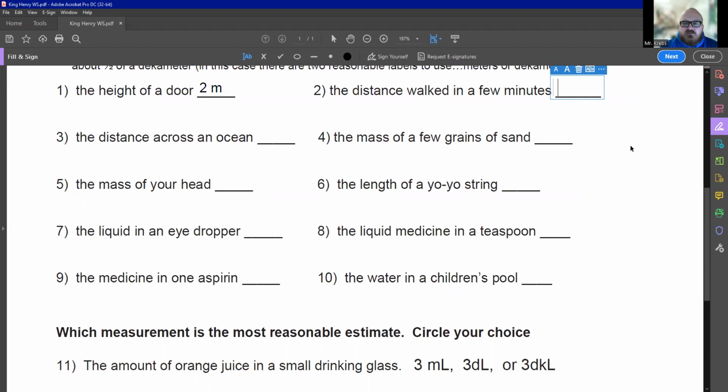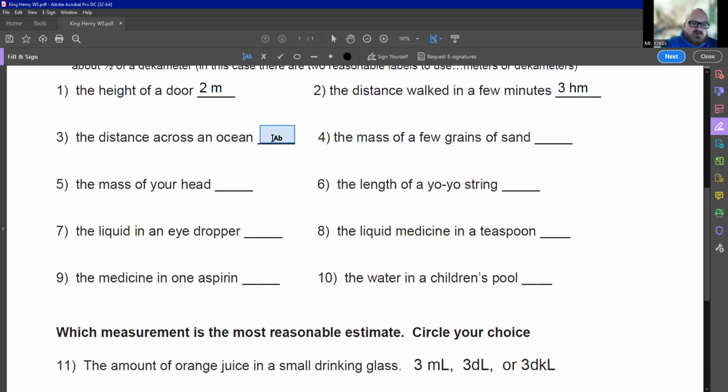For the distance you walk in a few minutes, we could argue you're walking pretty briskly, pretty fast. You could maybe go 1 kilometer, but it's more likely that you went a couple, like 2 or 3 hectometers, which is a tenth of a kilometer. Again, just depending on how fast you're walking, maybe even said, 3.